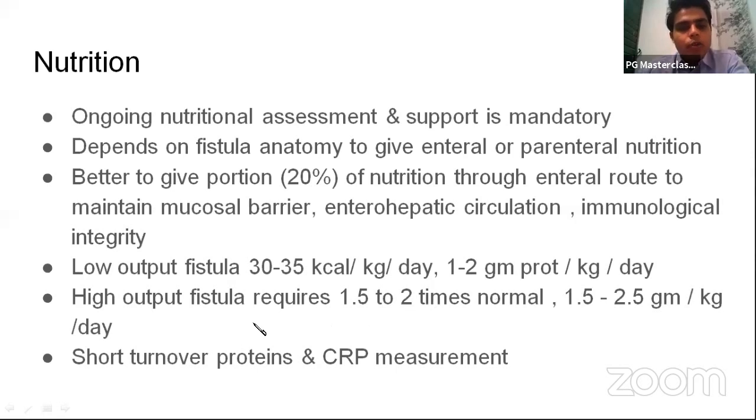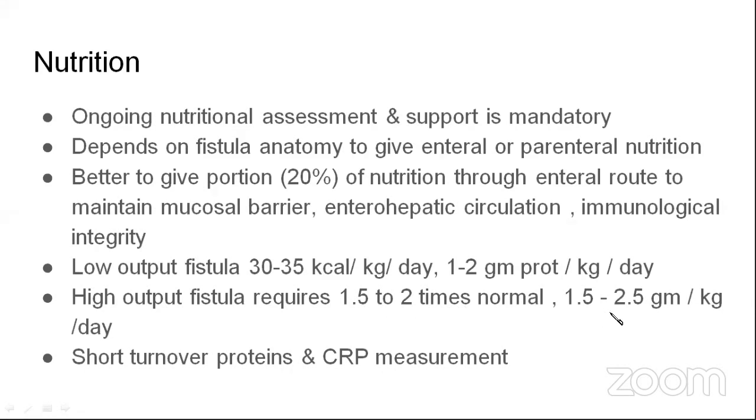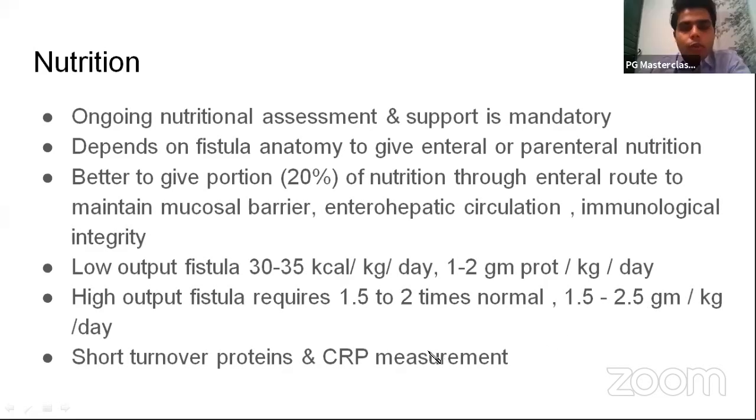In case of high output fistula, it requires 1.5 to 2 times the normal kilocalories, which is around 45 to 50 kilocalories per kg per day, and 1.5 to 2.5 gram per kg per day of protein. Turnover proteins like retinol binding protein and prealbumin can be measured weekly, which correlates with morbidity and mortality. CRP measurement can be done for ongoing inflammatory changes.